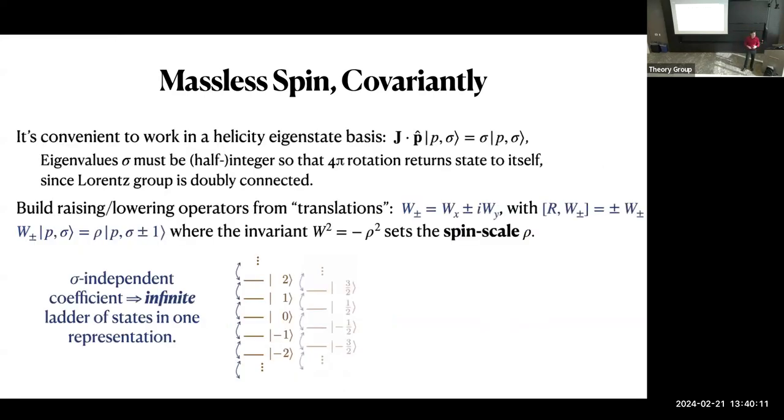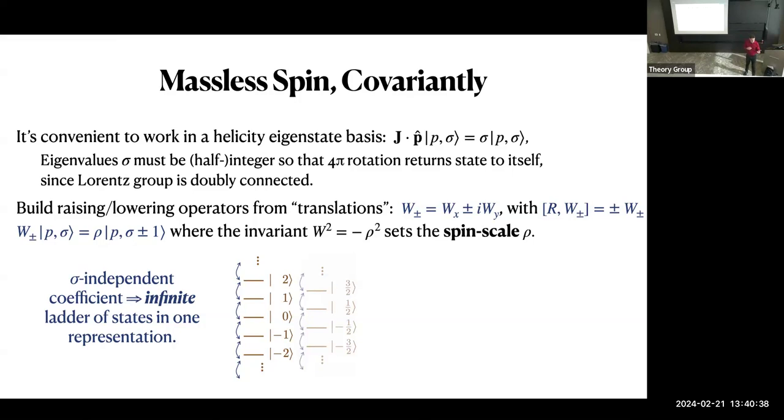Nonetheless, it is convenient to describe these states in a basis of eigenstates of the helicity operator. So we'll do that. We're free to diagonalize the helicity operator. The eigenvalues are either integer or half integer in general. That continues to be the case. So discrete helicity. But let's look at how these other translations of the little group operate on these states.